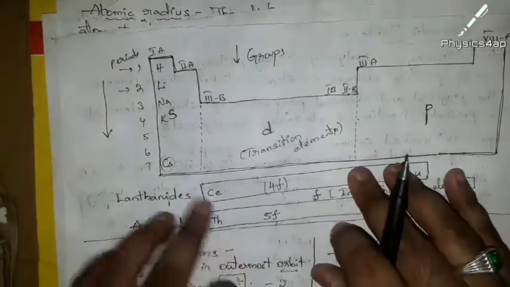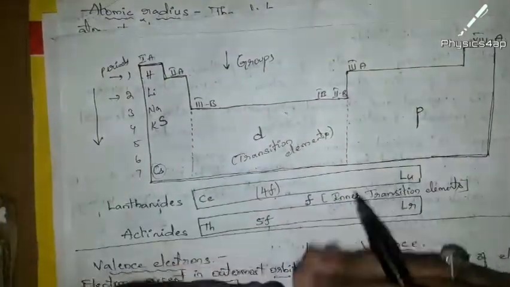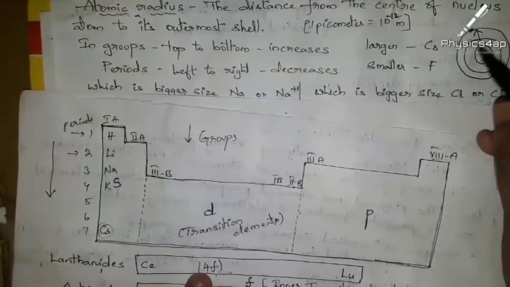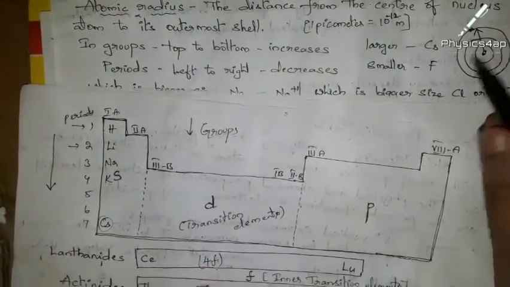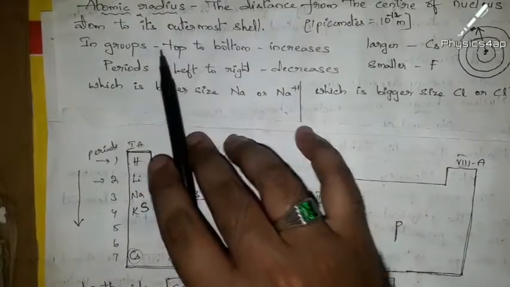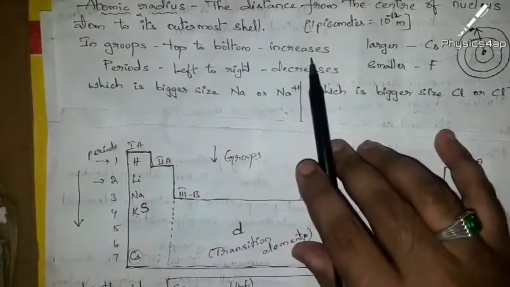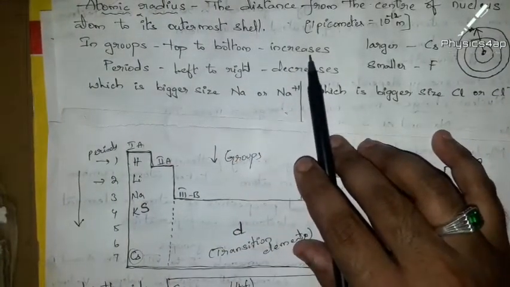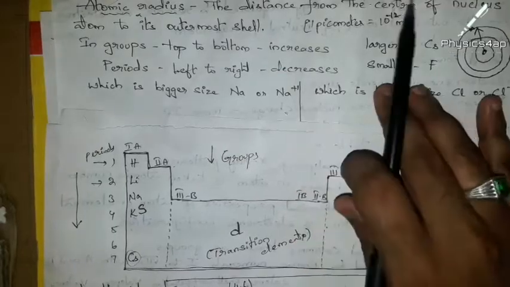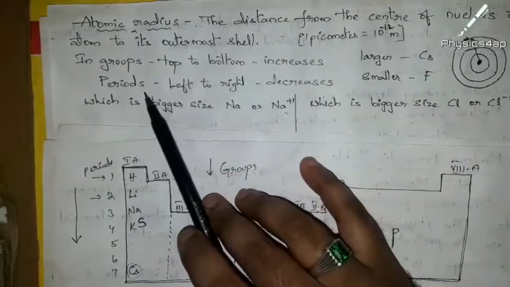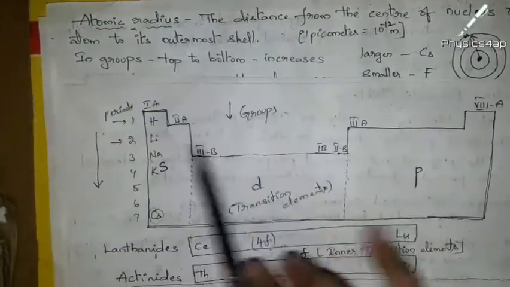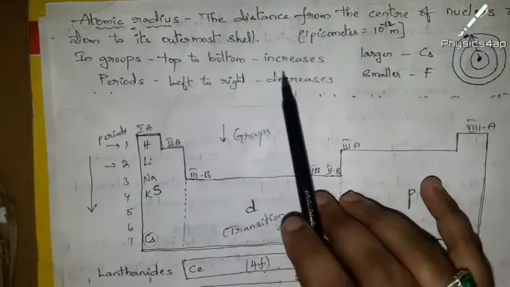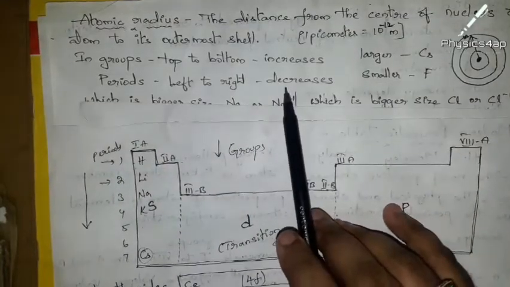So as you see from top to bottom, as the number of shells increases, the size also increases. That is what we say: in a group from top to bottom, the atomic radius increases. And what about periods from left to right? In periods from left to right, we are saying it decreases.